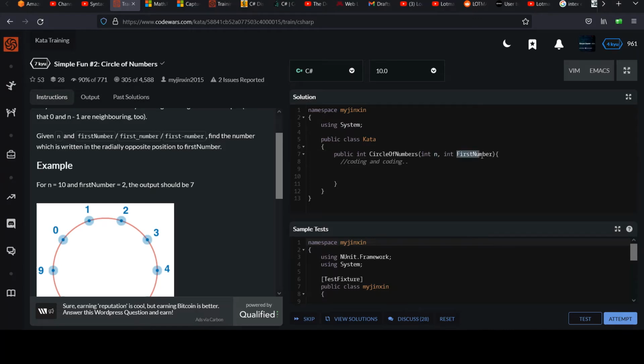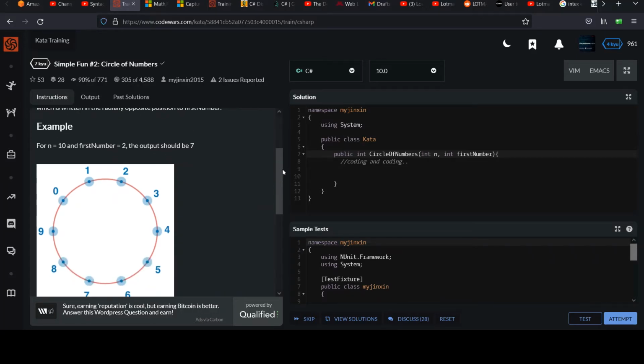We've got that n, first number, and while I'm here, I'm going to lowercase that. It's just a common convention for parameter names in methods. Find the number which is written in the radially opposite position to first number.